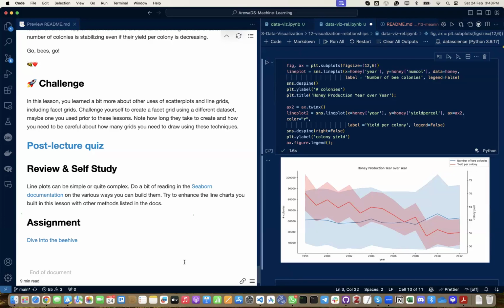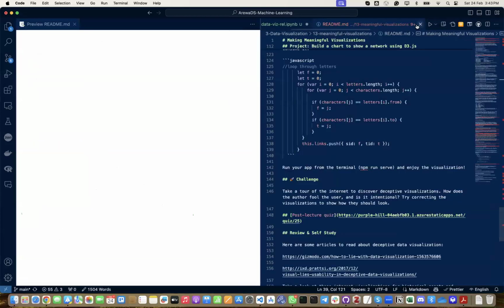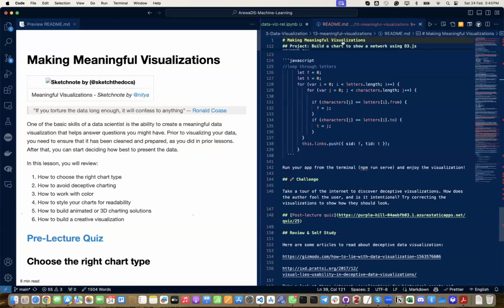So this is the end of, I think, the first of the three presentations. The rest of the two, I think, are just more of discussion. Yeah, making meaningful visualization, yes.